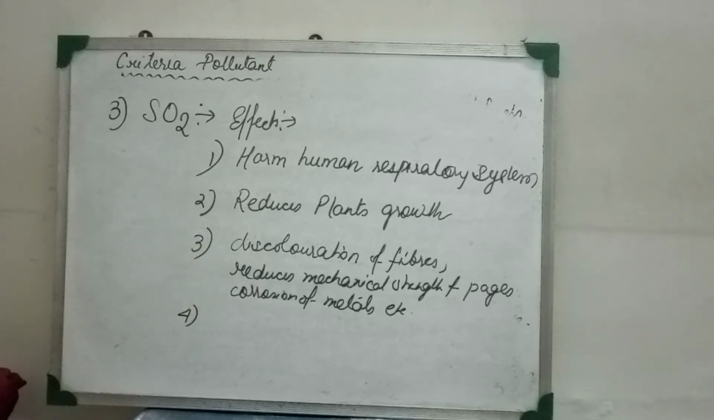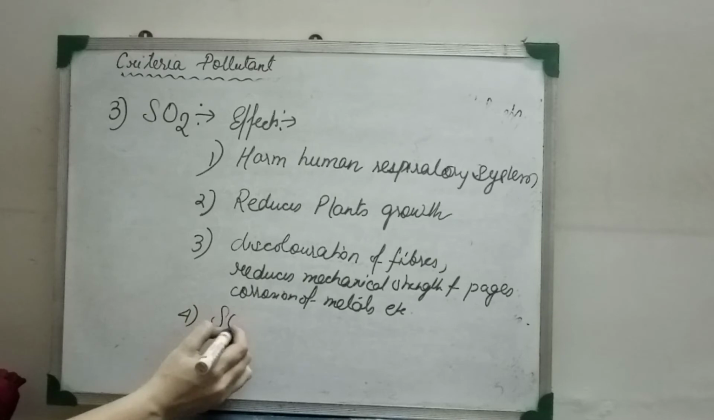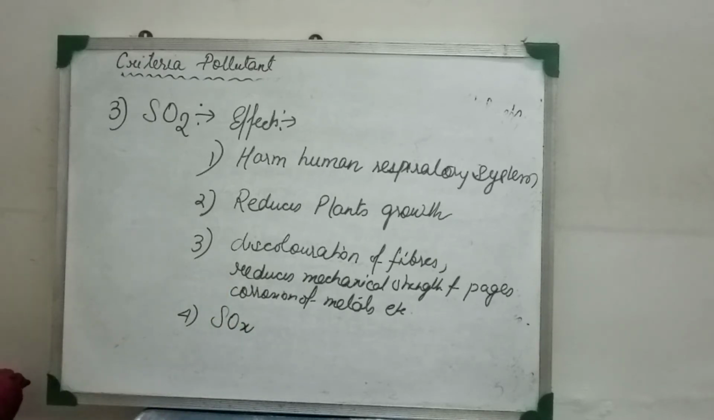Fourth point is high concentration of sulfur dioxide when emitted in the atmosphere. It leads to the formation of other sulfur oxides like sulfur trioxide. These oxides of sulfur can react with other compounds in the atmosphere to form small particles. These particles contribute to particulate matter pollution. So oxides of sulfur, SOx, which are formed whenever a high concentration of sulfur dioxide is present in the atmosphere, are responsible for the formation of particulate matter.